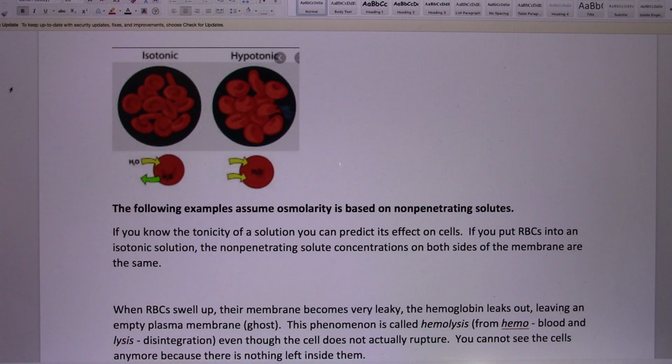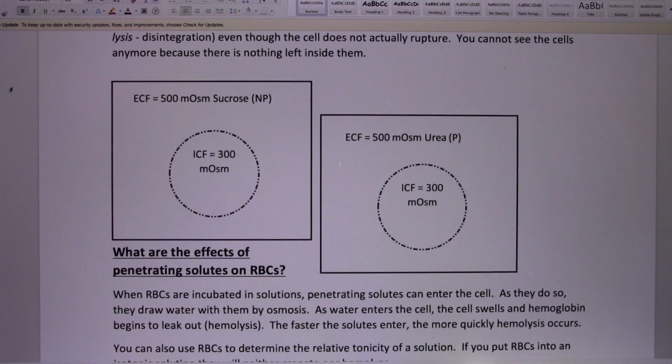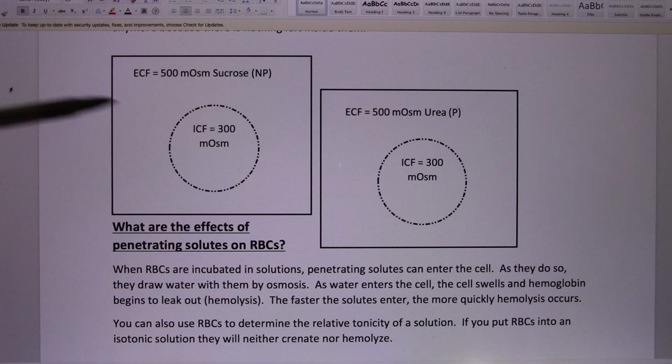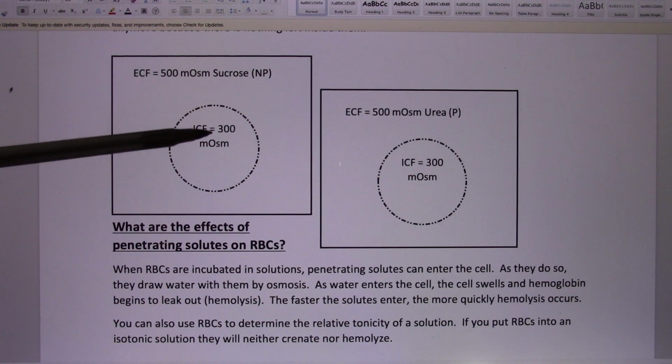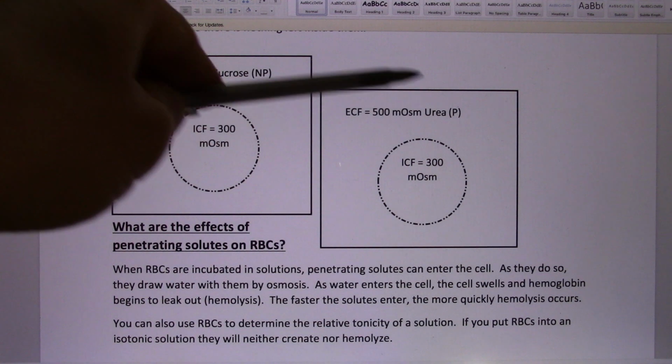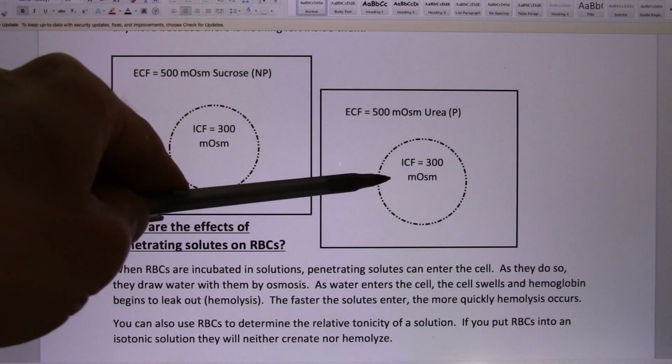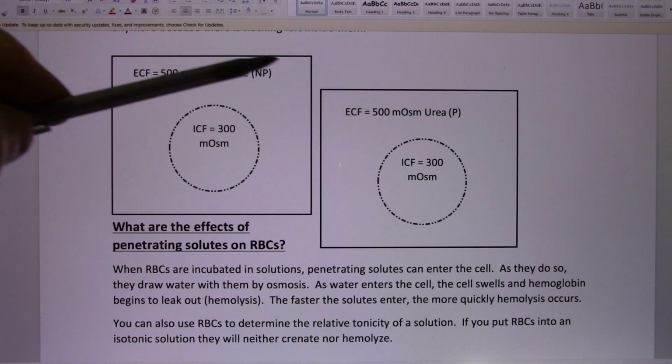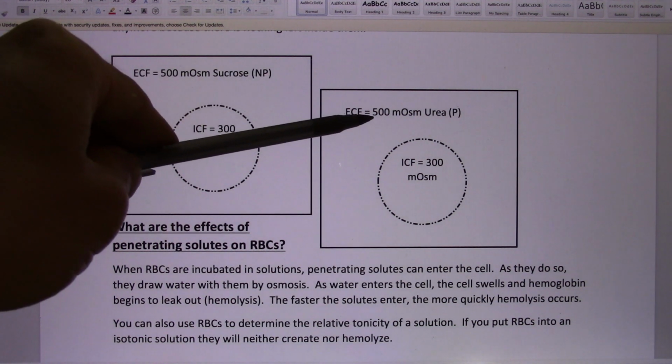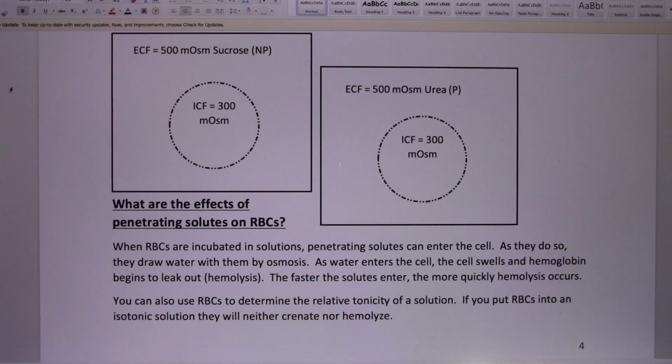So if you have way too many, the water has to move out to dilute, then the cell shrinks. If you have too little, the water moves in and the cell swells or hemolyzes. So it's all based on the non-penetrating particle. So here are 2 examples. If outside you have 500 milliOsm sucrose, inside is 300, and compare with 500 milliOsm urea, and inside is 300, even though the concentrations are all the same, this is a non-penetrating particle, this is a penetrating particle, and the results are totally different. That's the purpose of this experiment.